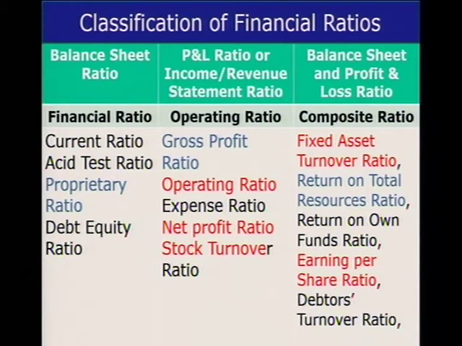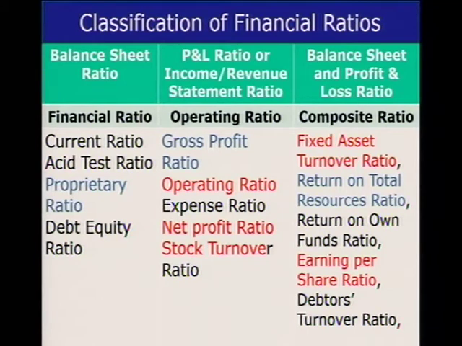That's the idea. Then from the income statement, we've got certain ratios that require us to be looking at the income statement or the profit and loss or revenue statement. We call them revenue statement ratios. And here we're looking at the gross profit ratio, the operating ratio, the expense ratio, the net profit ratio, and the stock turnover ratio. You would find all these require variables that you will find on the income statement.